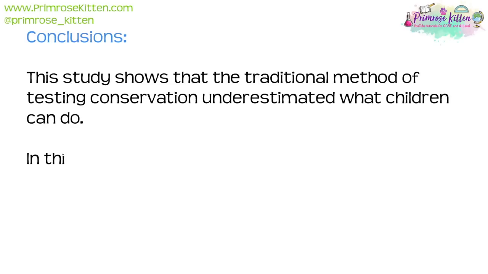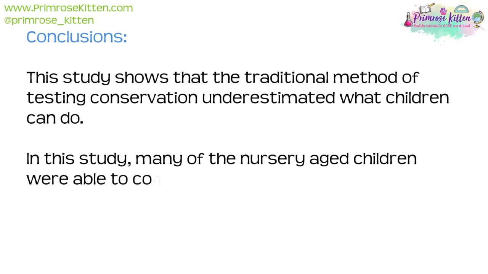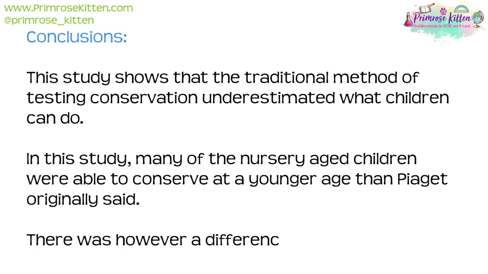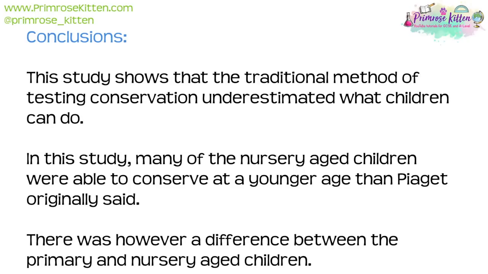Conclusions. This study shows that the traditional method of testing conservation underestimated what children can do. In this study, many of the nursery-aged children were able to conserve at a younger age than Piaget originally said. There was, however, a difference between the primary and nursery-aged children.